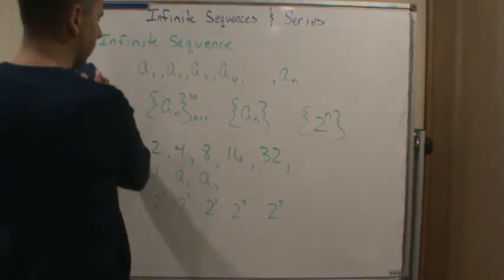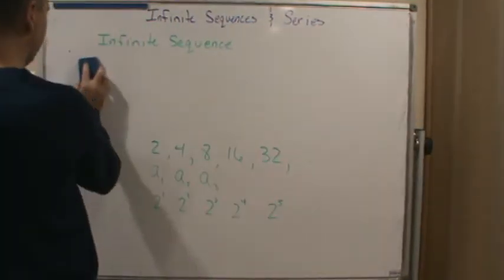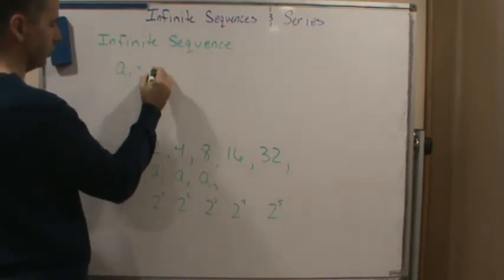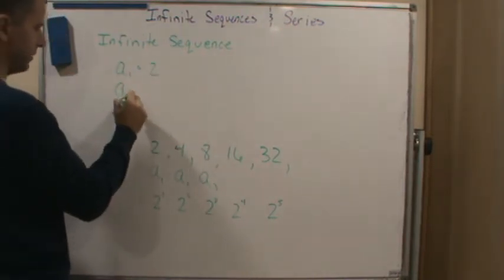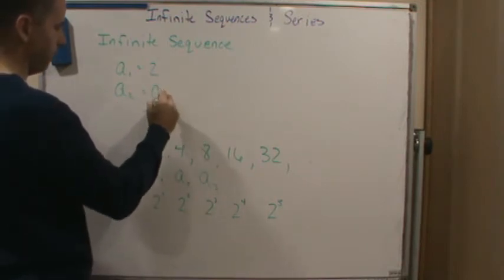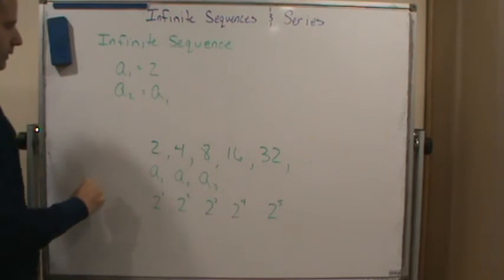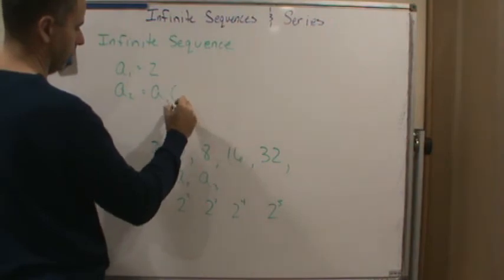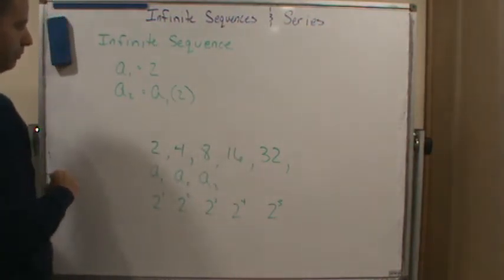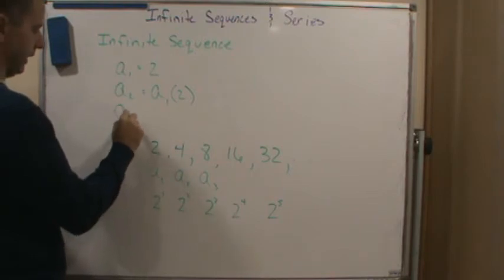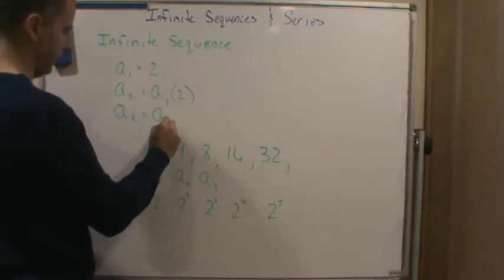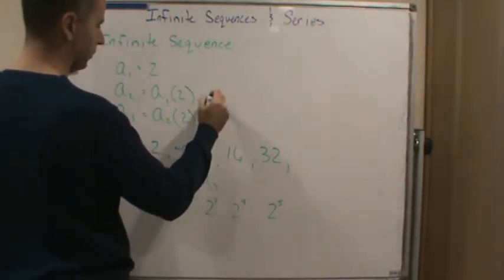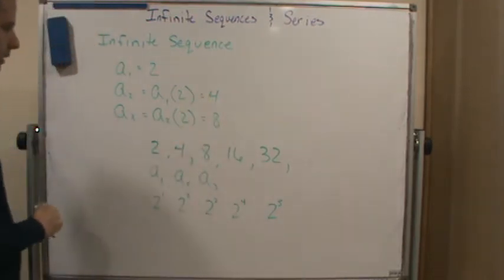So in this case, we can define this sequence recursively by saying a sub 1 equals 2, and then a sub 2 equals a sub 1 times 2, and then a sub 3 equals a sub 2 times 2. So this would be equal to 4, and this would be equal to 8.